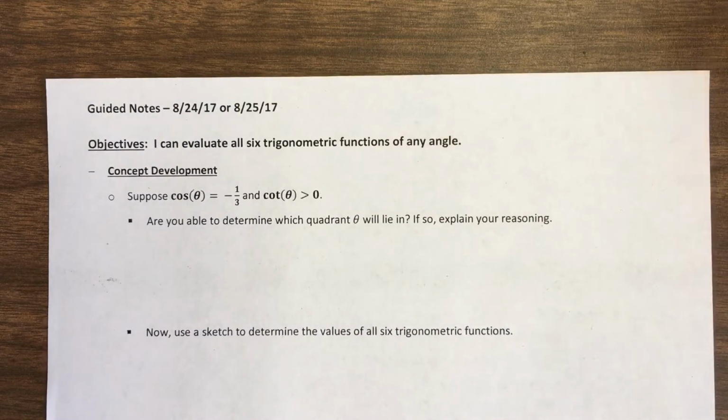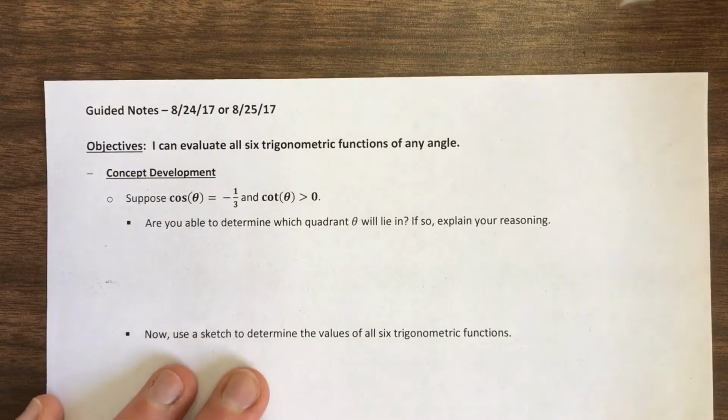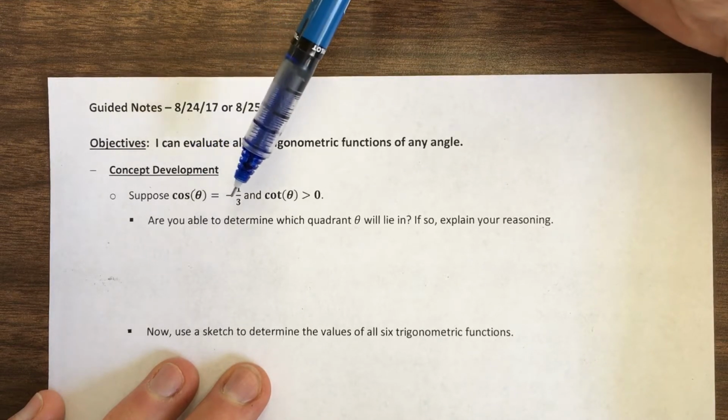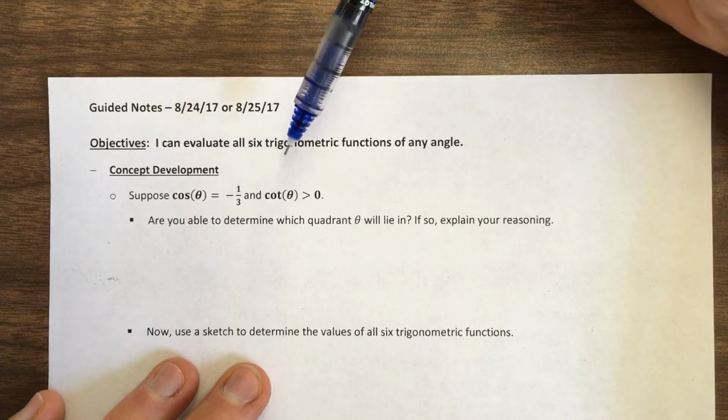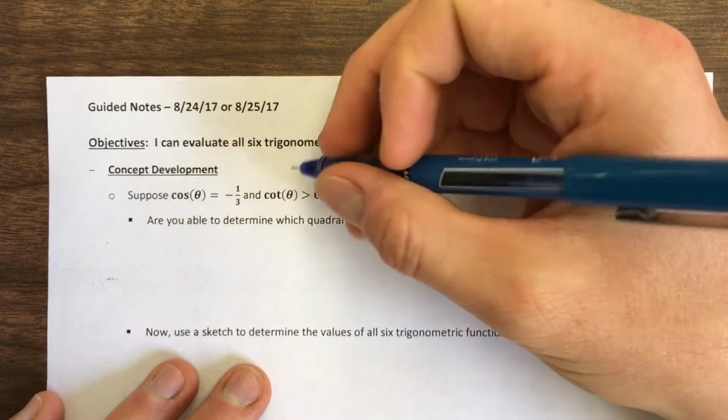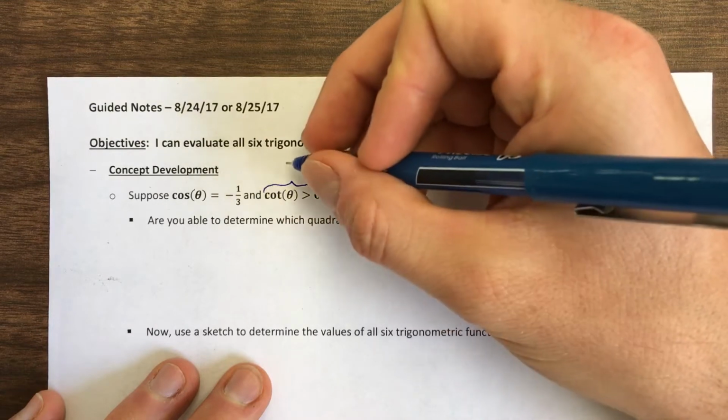So in these problems, essentially what's happening is we're given 2 conditions. We're given here that cosine of theta is equal to -1/3, but we're also given cotangent of theta is greater than 0. Another way of thinking of this being greater than 0 is that cotangent is going to be positive.